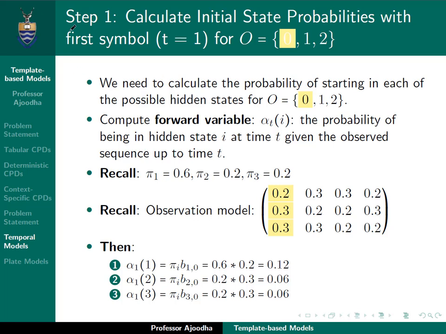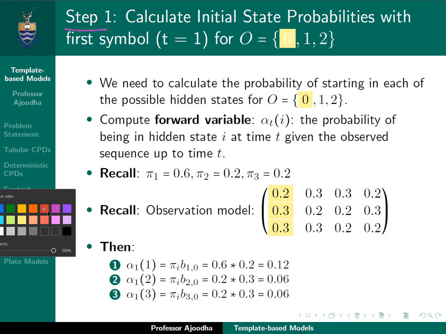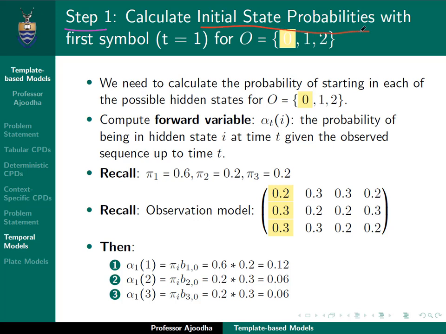For step 1, we need to calculate initial state probabilities with the first symbol. So we start off with t equal to 1, and we are starting off with the first symbol, 0. So we need to calculate the probability of starting in each of the possible hidden states for this particular symbol. So we need to compute what we call the forward variable, which is denoted like this. And the forward variable is simply the probability of being in a hidden state i at a time t given the observed sequence up to t. So it sounds like a mouthful, but there's a systematic way of calculating this.